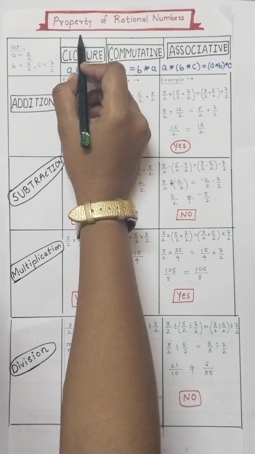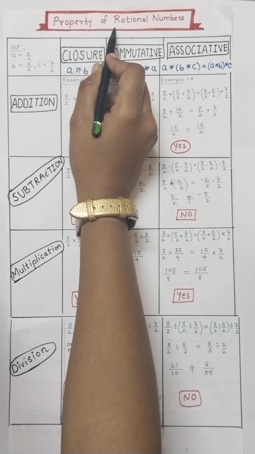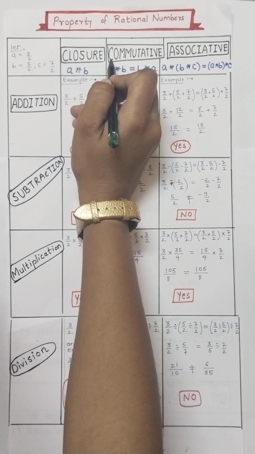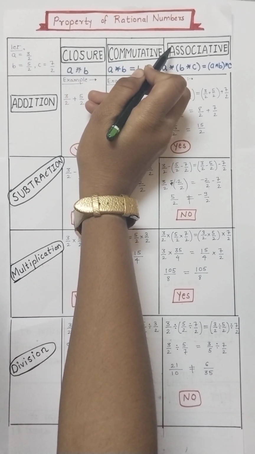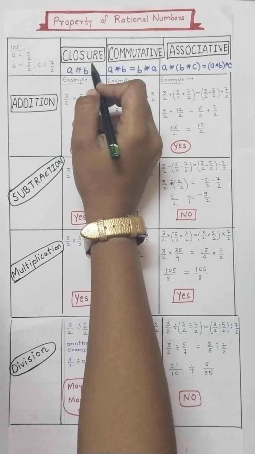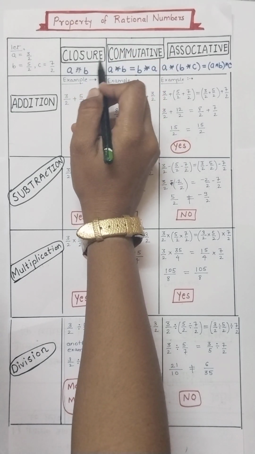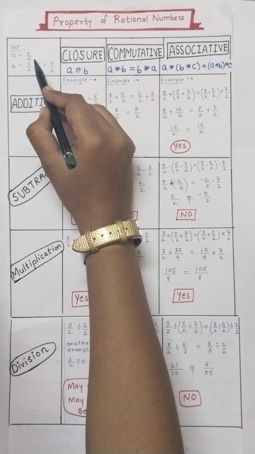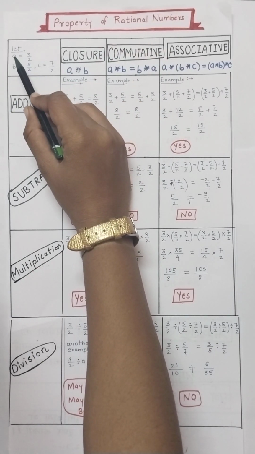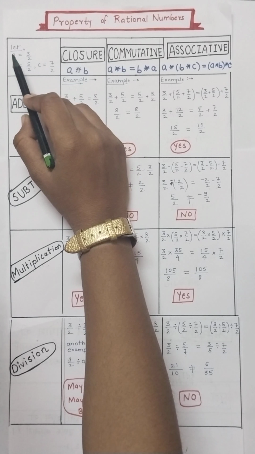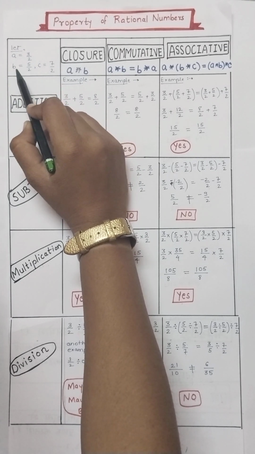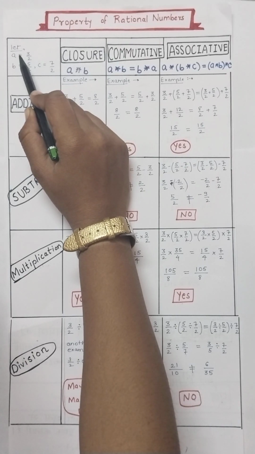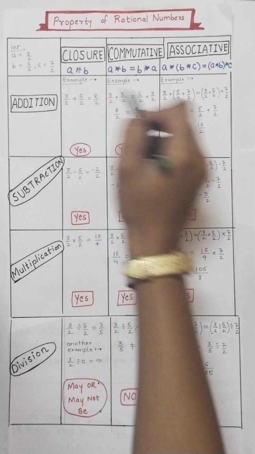Today's topic is properties of rational numbers. We'll study three properties of rational numbers, that is closure property, commutative property, and associative property. To study these three properties, we will use three variables, that is a, b, and c. These a, b, c are rational numbers, and the value of a is 3 by 2, b is 5 by 2, and c is 7 by 2. The values of these a, b, c remain the same for all the examples.